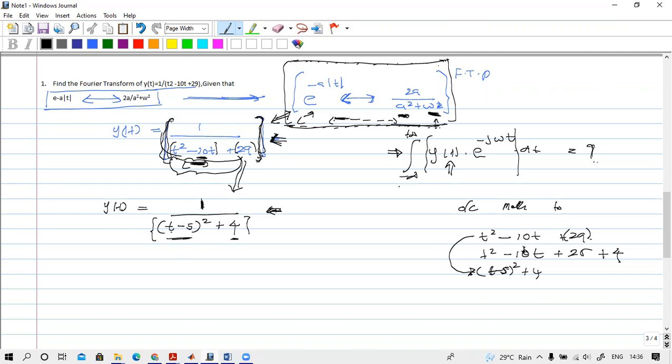So you can see that this t minus 5, this t is variable. If we take t minus 5 as capital T, then when you change this t, this capital T also changes linearly, only a shift of 5 is there. If you change t from minus infinity to plus infinity, this capital T is also changing from minus infinity to plus infinity.